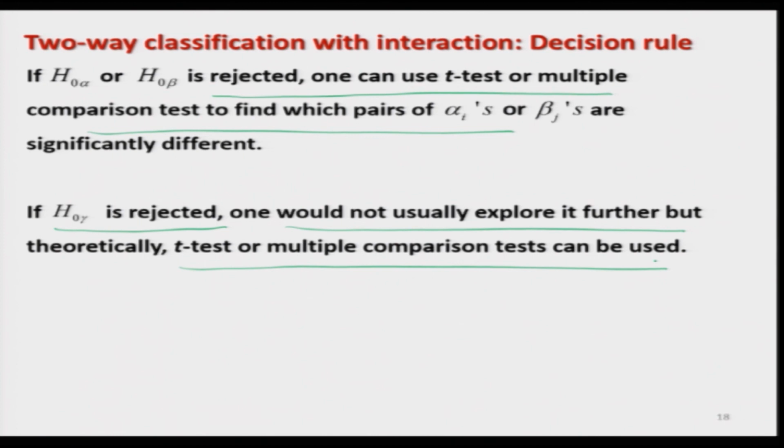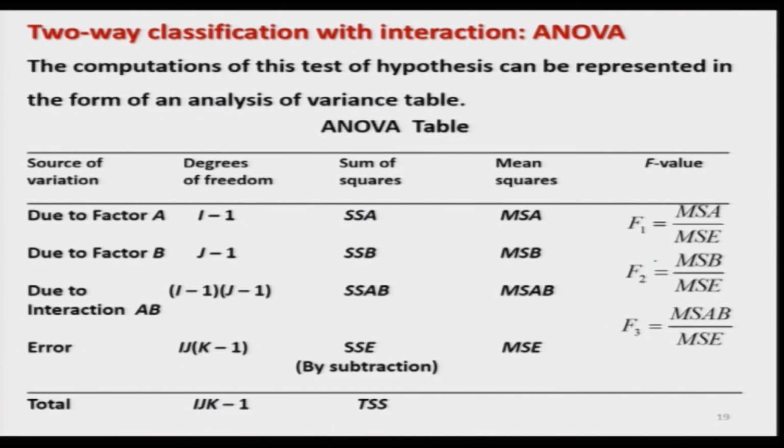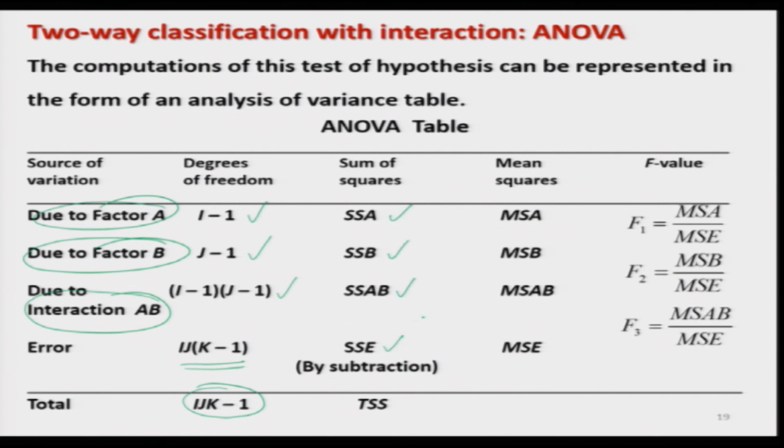All these operations can be combined in the analysis of variance table. In this case you can see the sources of variation are factor A, factor B and interaction AB, and their corresponding degrees of freedom are I minus 1, j minus 1, and for interaction I minus 1 into j minus 1, and for error we have I j into k minus 1, and the total is obviously I j k minus 1. The corresponding sums of squares are SSA, SSB, SSAB and SSE, where SSE is obtained by subtraction, for example TSS minus SSA minus SSB minus SSAB, and finally TSS.